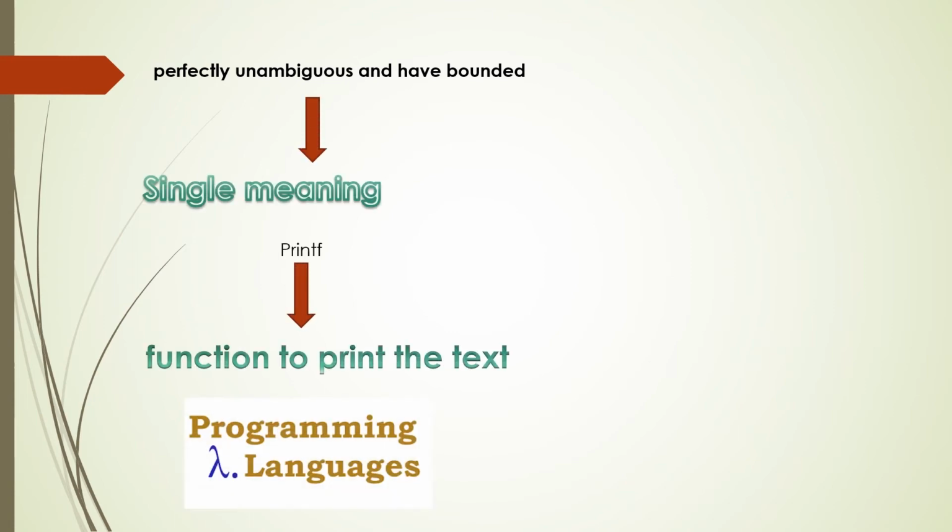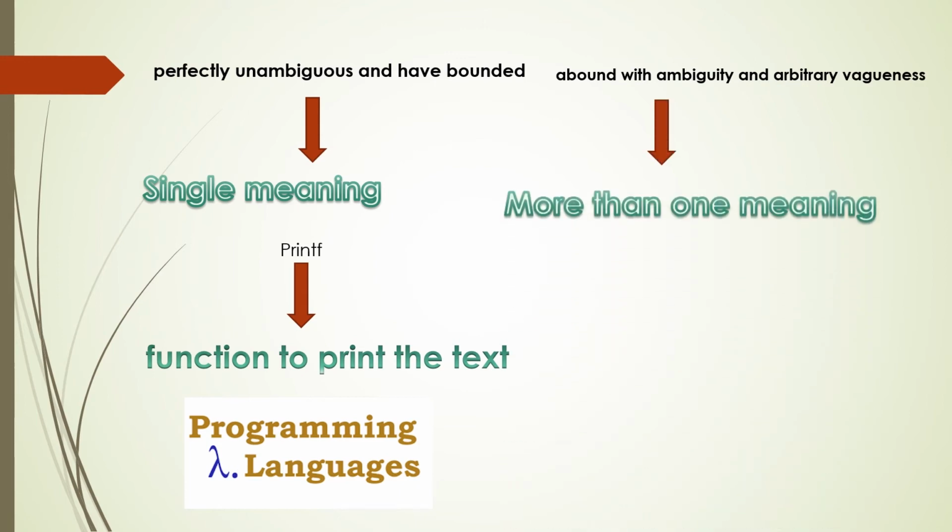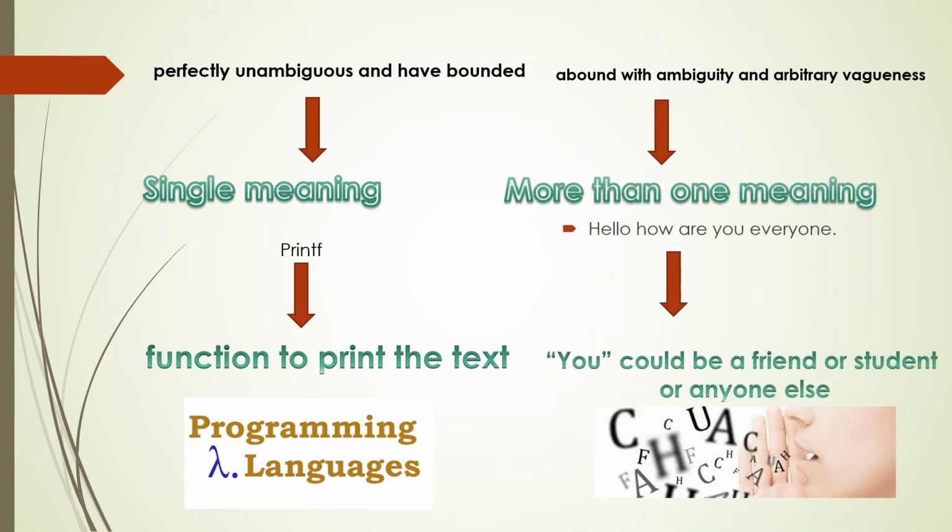Programming languages are unambiguous and bound to a single meaning. In other words, each word is predefined and has a fixed meaning. On the other hand, in human languages, words are open to more than one interpretation depending on the situation under which they are being used.